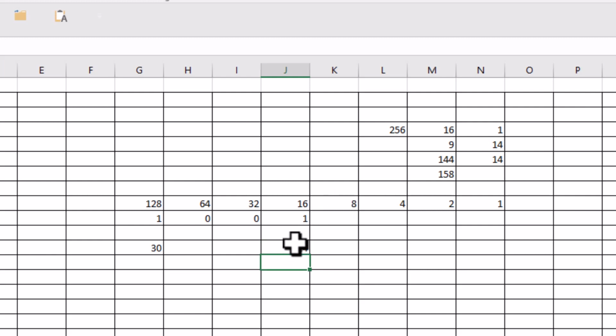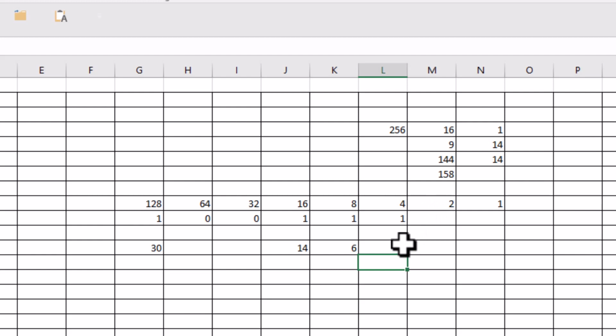Can I put 8 into 14? I can. So I put a 1 there. And over here I do equals 14 minus 8. So now I have a 6. So then I say, can 4 go into 6? Sure can. Put a 1 there. Over here equals 6 minus 4. Now I have a 2.